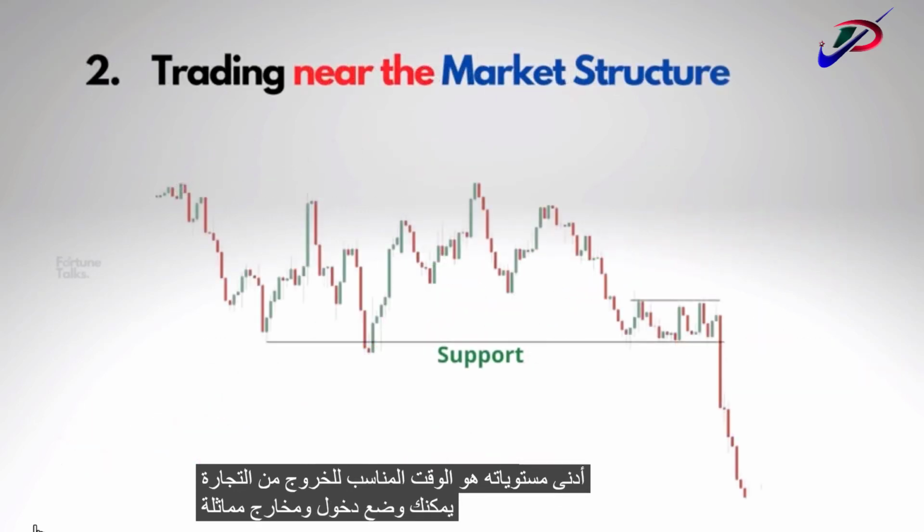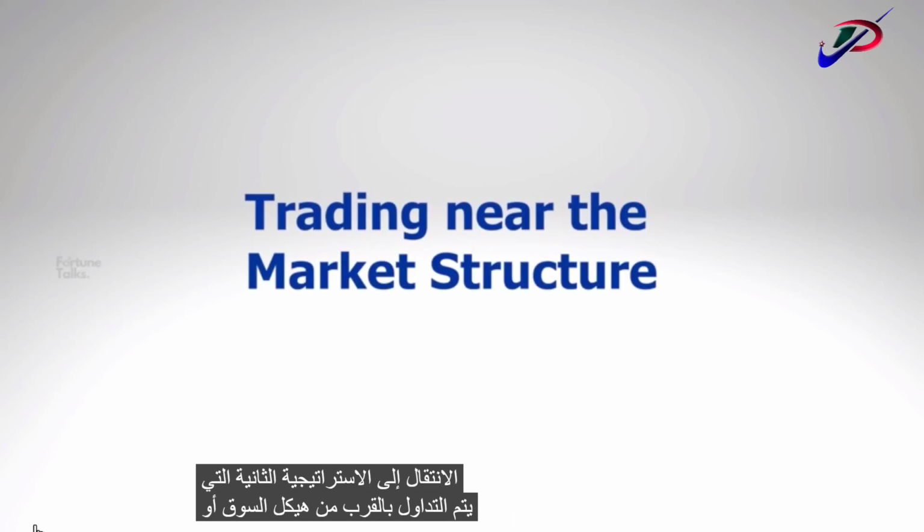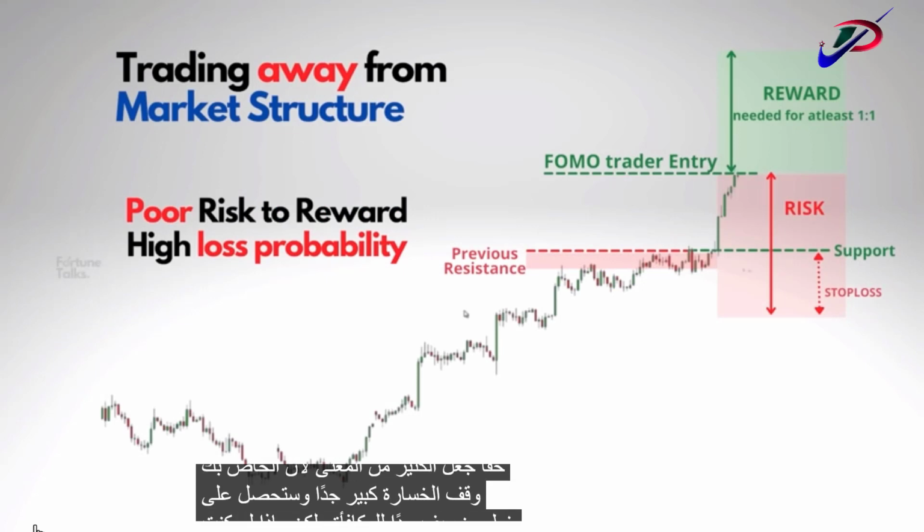So you can place a similar entry and exits for a downtrend with proper modifications. Moving on to the second strategy, which is trading near the market structure or an area of value. Earlier, we have discussed that when the price is very far away from the structure, it doesn't really make much of a sense because your stop loss is so large and you will get a very poor risk to reward.